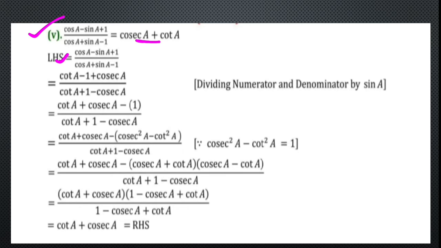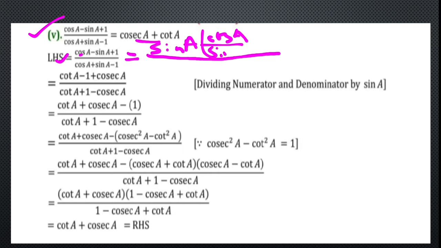You have to take sin a common from both the denominator and numerator. So if you take sin a common, what will happen? Suppose from the numerator I am taking sin a as common. In the first term sin is not there, so it will be cos a by sin a, right? It will become cos a by sin a. From the next part it will become minus 1 because you are taking sin a common, and in the next part it will be 1 by sin a because sin a is not there.